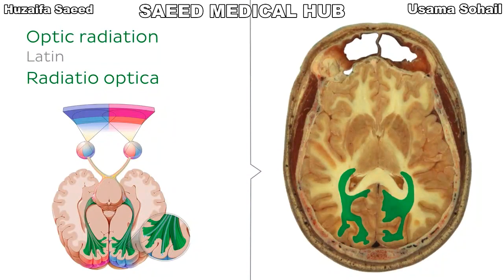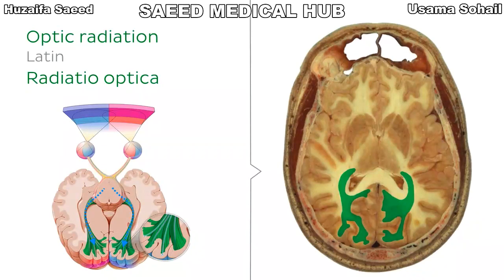optic radiation. The optic radiation is a white matter bundle located between the thalamus and occipital lobe, which takes visual information that has been received by the thalamus and sends it towards the occipital lobe.